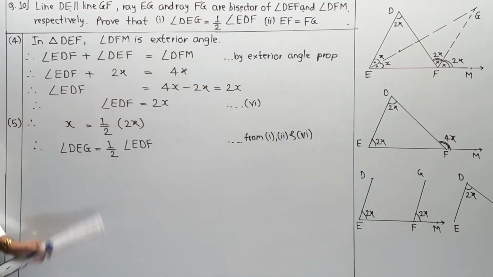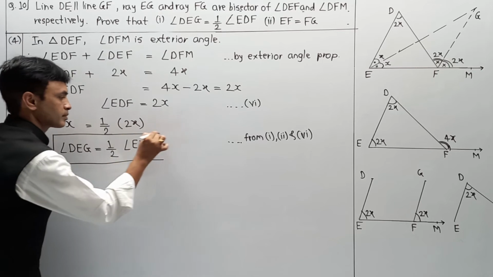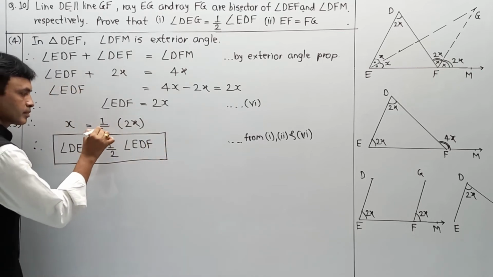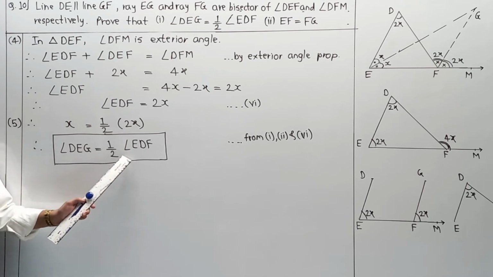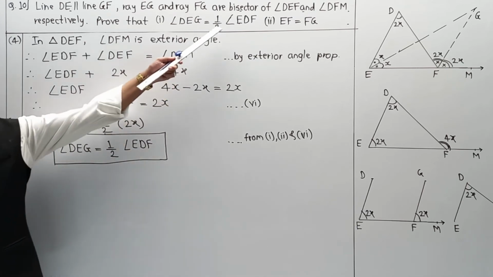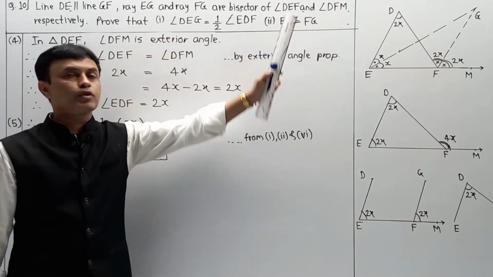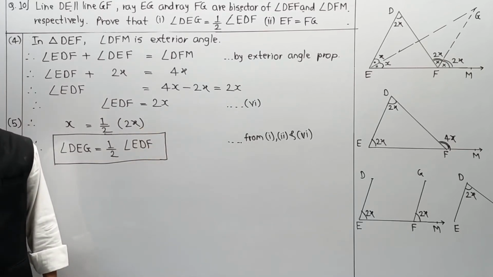And in this way, we are able to get our first main answer. And in this way, we can complete the part. Now, we are able to get the first answer, that is DEG is half of EDF. That is our first answer. We also need a second answer, EF is equal to FG. And again, in that case, I am going to draw one additional triangle so that you can understand the part.